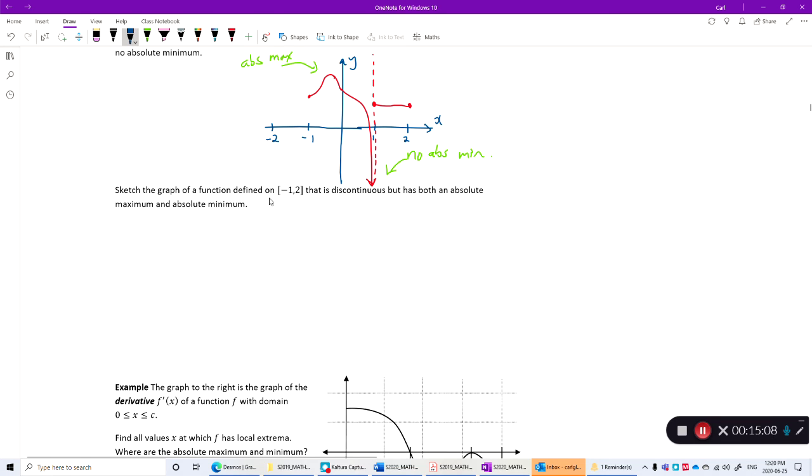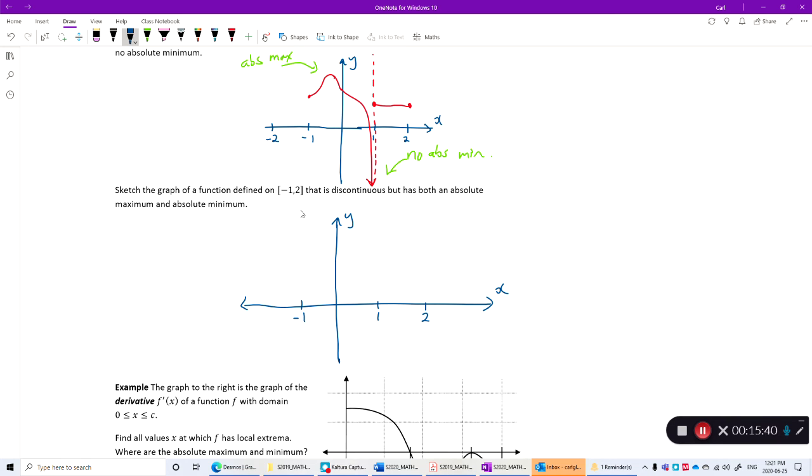Sketch the graph of a function that is discontinuous but has both an absolute max and an absolute min. So you might say, well, what does continuity have to do with it? Well, there's actually a close connection that we'll see in a minute in the next video. So it has an absolute max and an absolute min, but it's discontinuous.